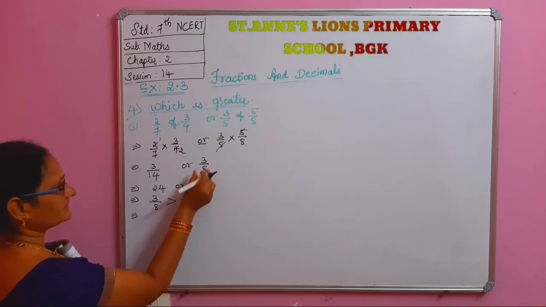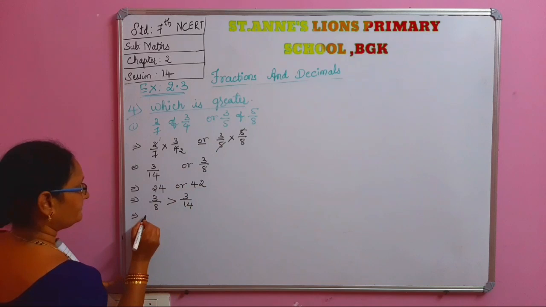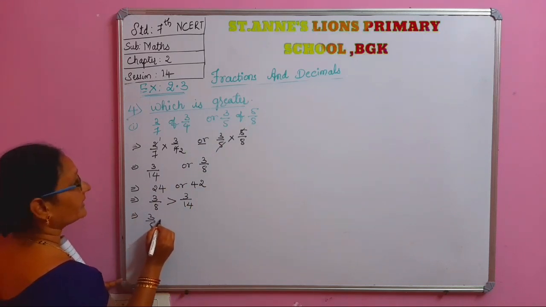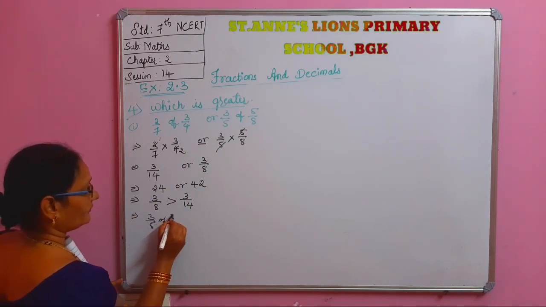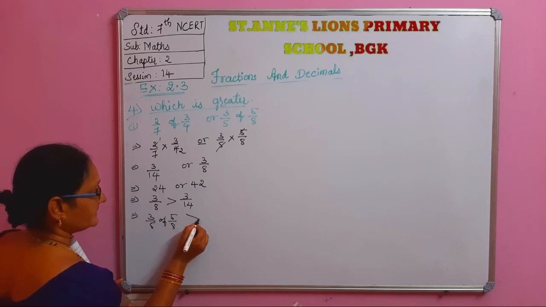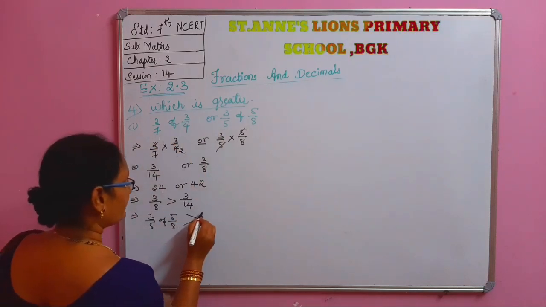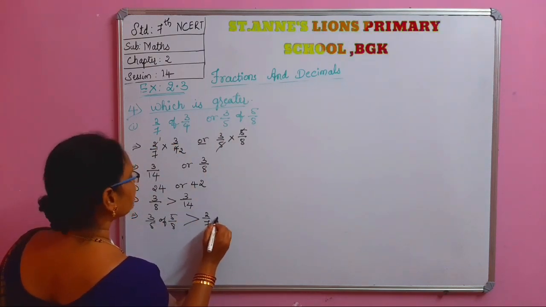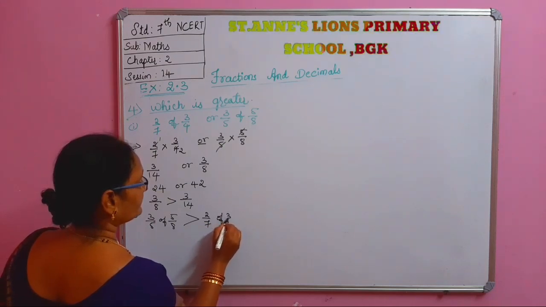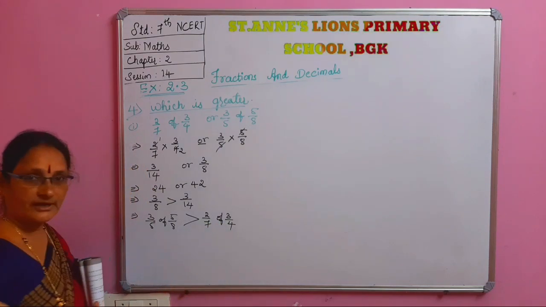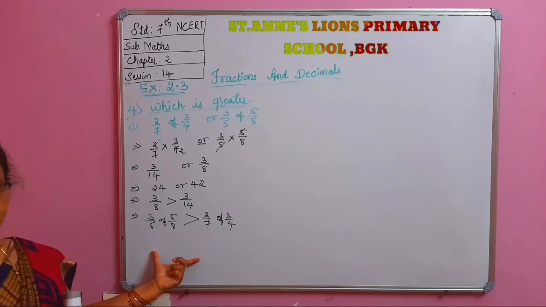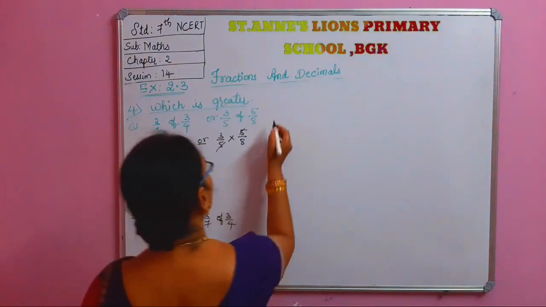This implies that 3 by 8 means what? This one. 3 by 5 of 5 by 8 is greater than 2 by 7 of 3 by 4. I hope this is clear to you. Okay? Then next one.